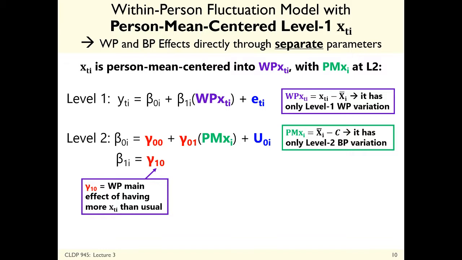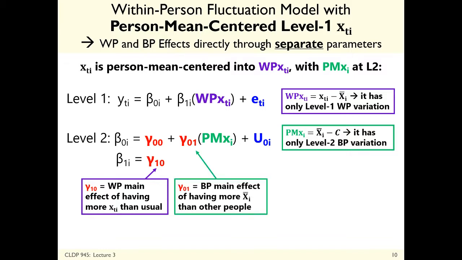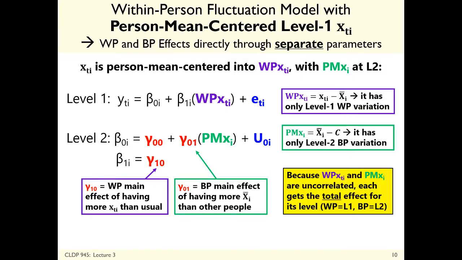Likewise, person mean X only has level 2 between person variation. It gets a fixed effect in the model that's separate, gamma 01. Because this predictor only has between person variation in it, gamma 01 can only be the between person effect. Easy peasy, as my son would say. So each has its own job to do.